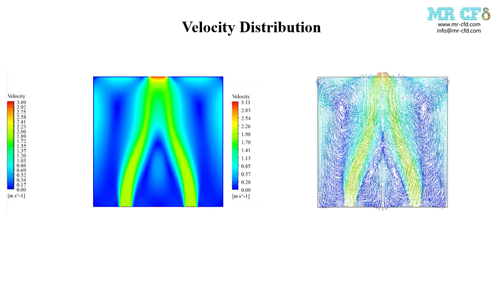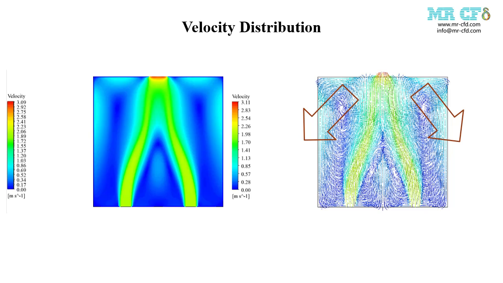Speaking of velocity distribution, the velocity vector and contour plots reveal a complex flow pattern within the tank. Two distinct inlet streams are observed which converge towards the central outlet at the top of the tank. The maximum velocity is observed near the outlet, indicating a significant acceleration of the fluid as it exits the tank.